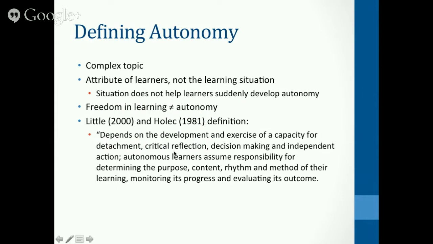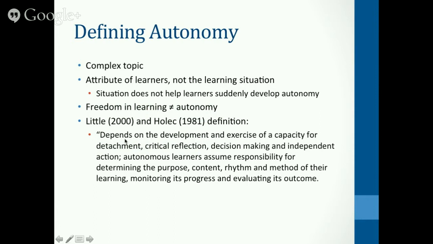So I think the best definition that we have for autonomy is the combination mentioned in Benson. The definition was put together by Little in 2000 and includes his definition and also Holec's definition from 1981. It says autonomy depends on the development and exercise of a capacity for detachment, critical reflection, decision-making, and independent action. Autonomous learners assume responsibility for determining the purpose, content, rhythm, and method of their learning, monitoring its progress, and evaluating its outcomes.